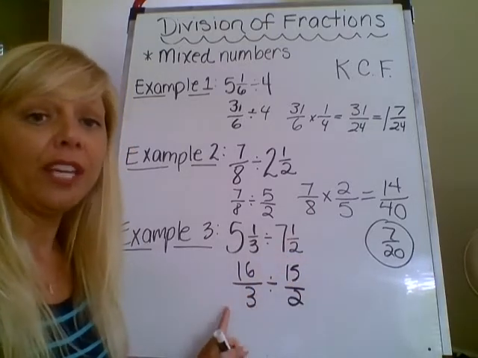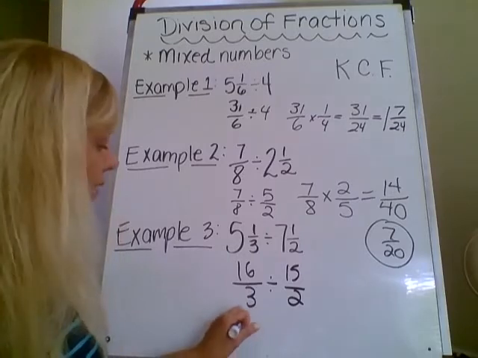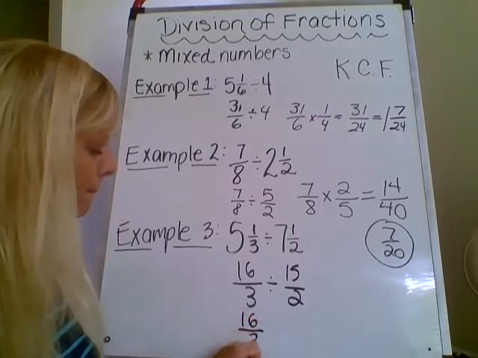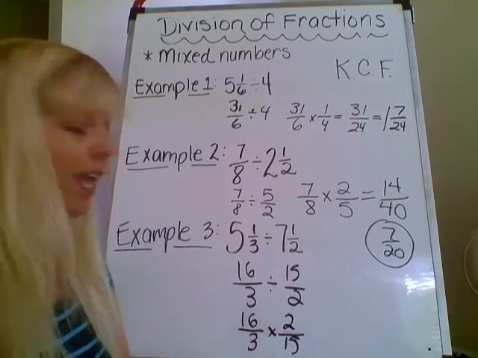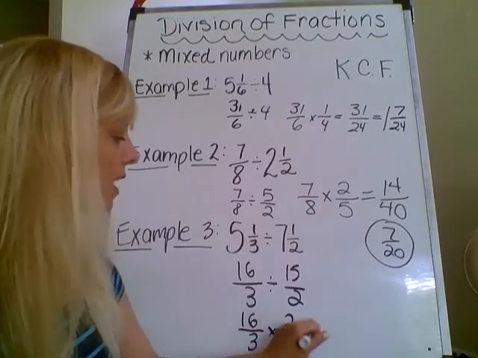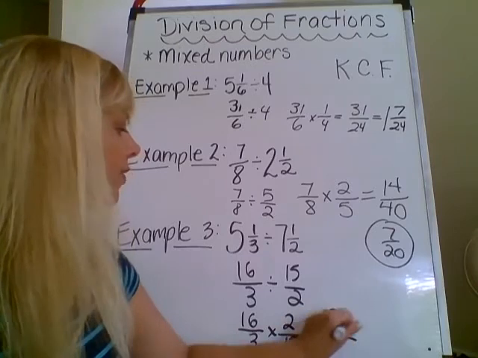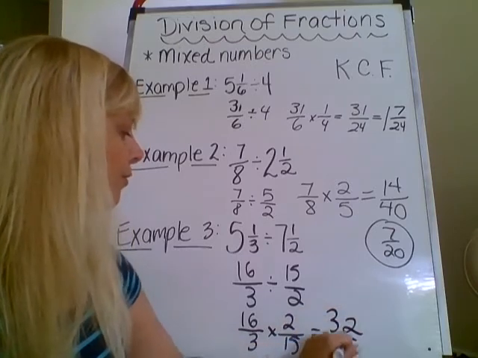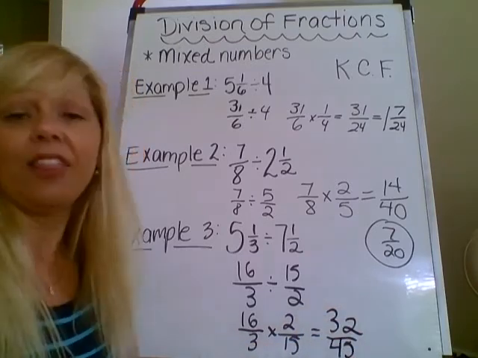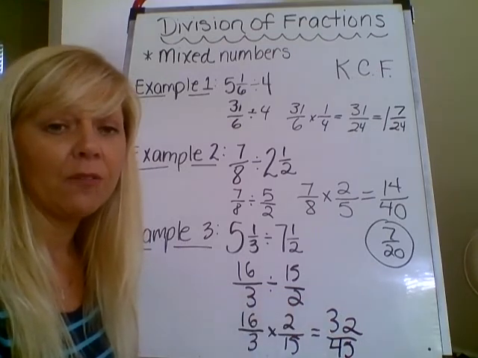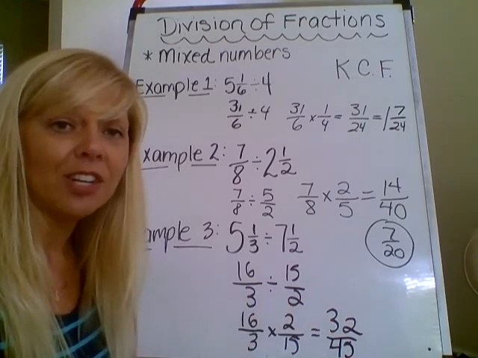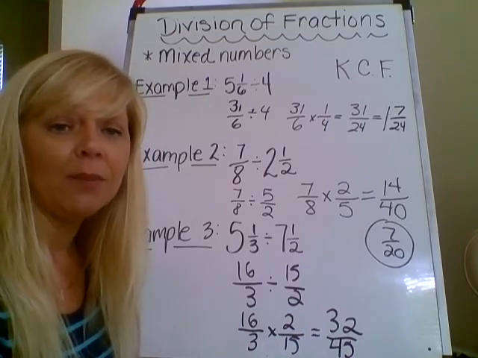And then I need to keep, change, flip. So I have 16 over 3 times 2 over 15. And then I multiply across, and I end up getting 32 over 45. And that is in simplest form. There are no common factors of 32 and 45, so that is my final answer. And that is how you divide mixed numbers.